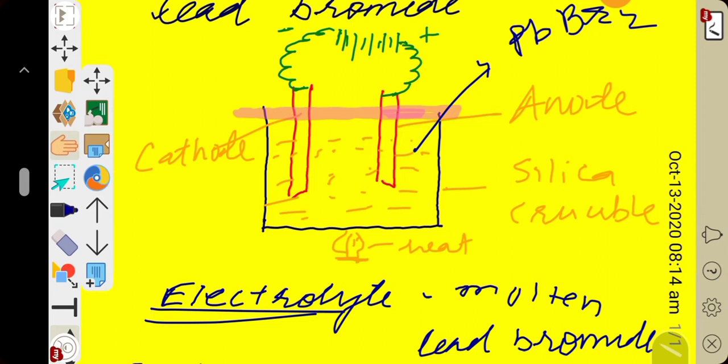Then, when Br- migrates toward the anode, that is the positively charged electrode: Br- is already electron rich, and we know the anode is an electron deficient electrode. So the Br- ion will lose 1 electron to form neutral Br. In this way they both get discharged at the respective electrodes. So let us see how the dissociation takes place.